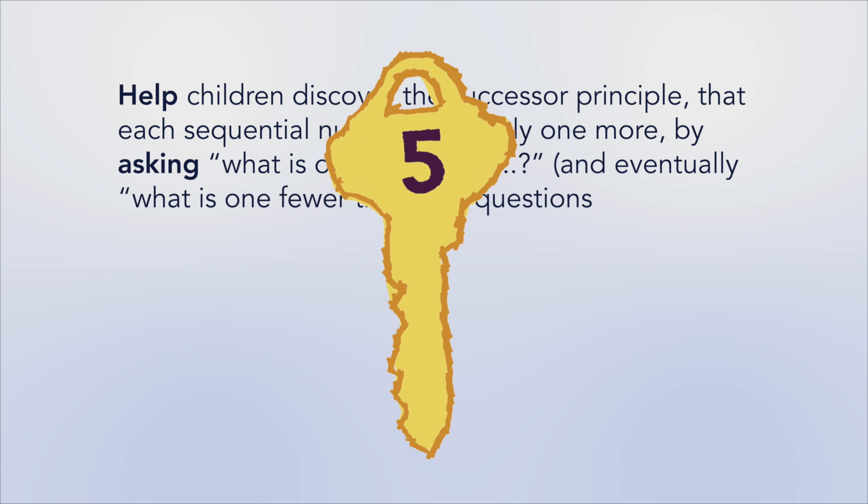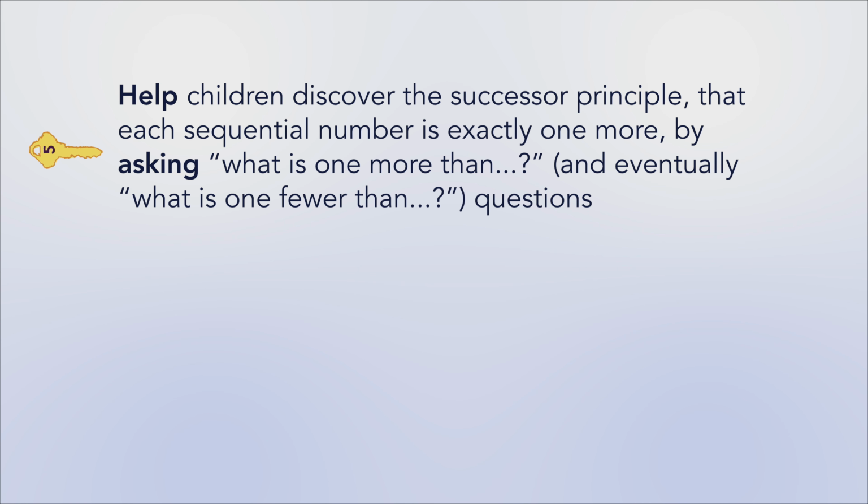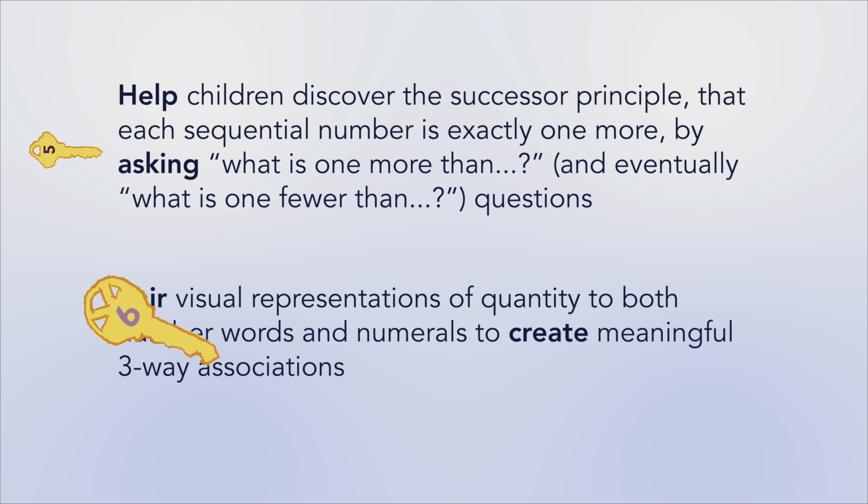Help children discover the successor principle, that each sequential number is exactly one more, by asking, what is one more than? And eventually, what is one fewer than? Questions. And pair visual representations of quantity to both number words and numerals to create meaningful three-way associations. Let's join a classroom as they engage in this activity, and then listen in as the teacher reflects with a colleague.